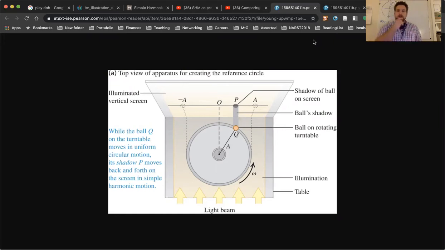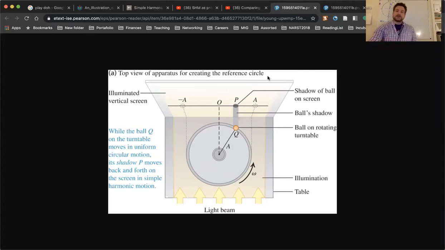So here's a picture, a diagram of the scenario we're talking about. We've got this Platonic idea of rotational motion here, and we're using light to make a shadow of that motion, to project that motion onto one dimension. And we're going to use that rotational motion to represent and talk about the motion in the x direction in this case.